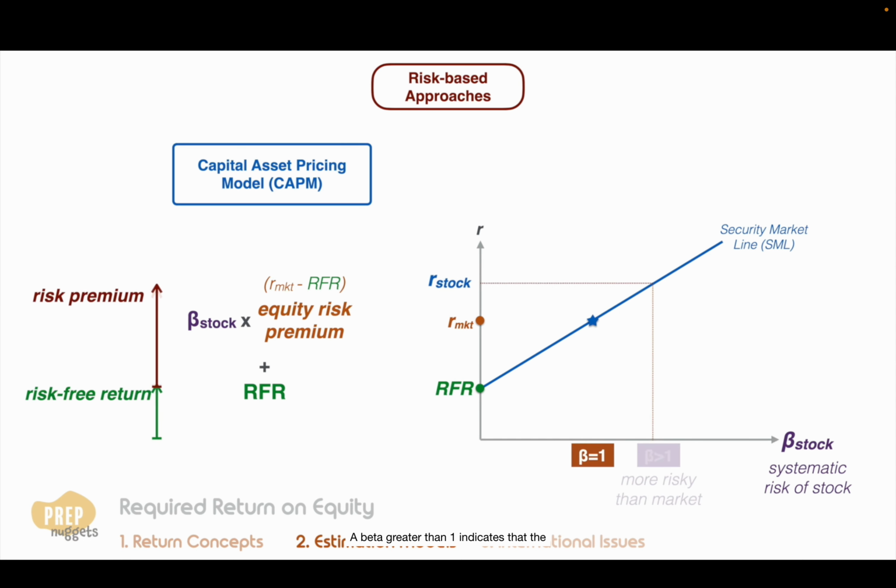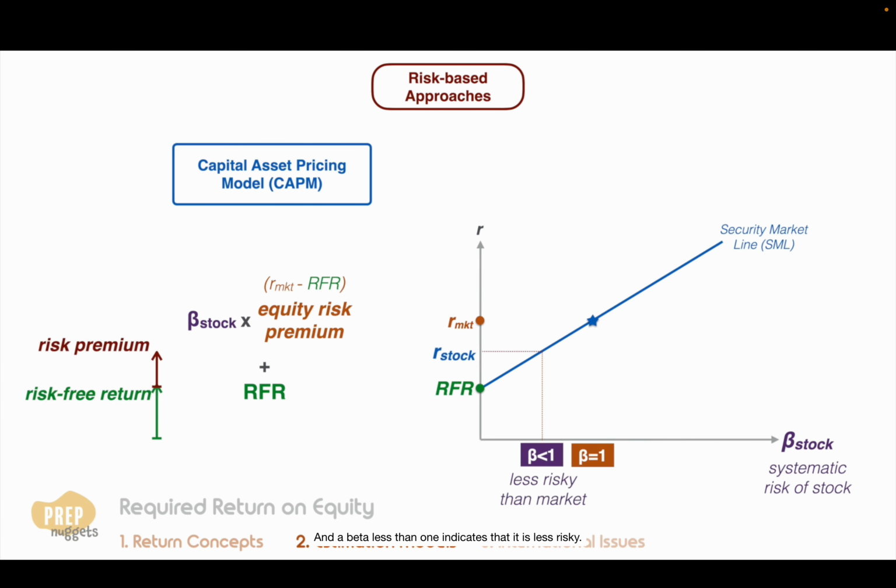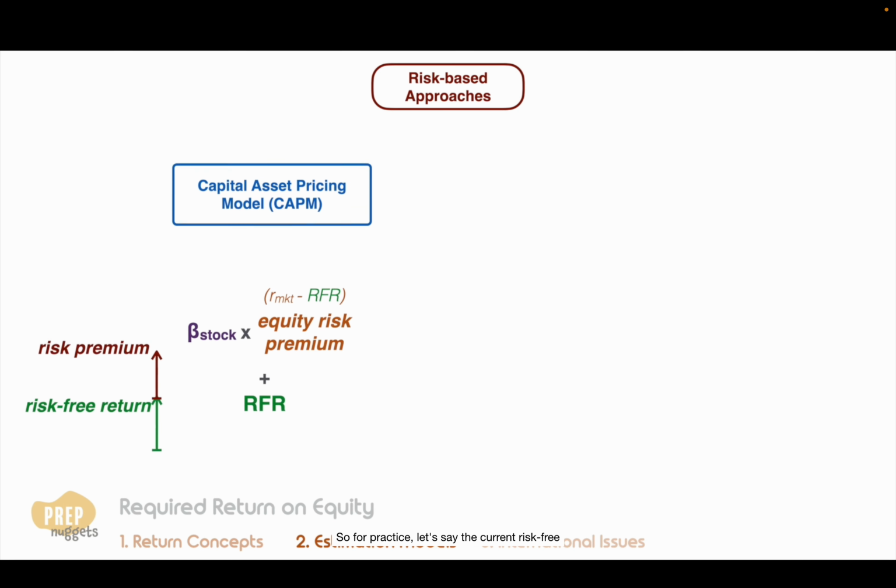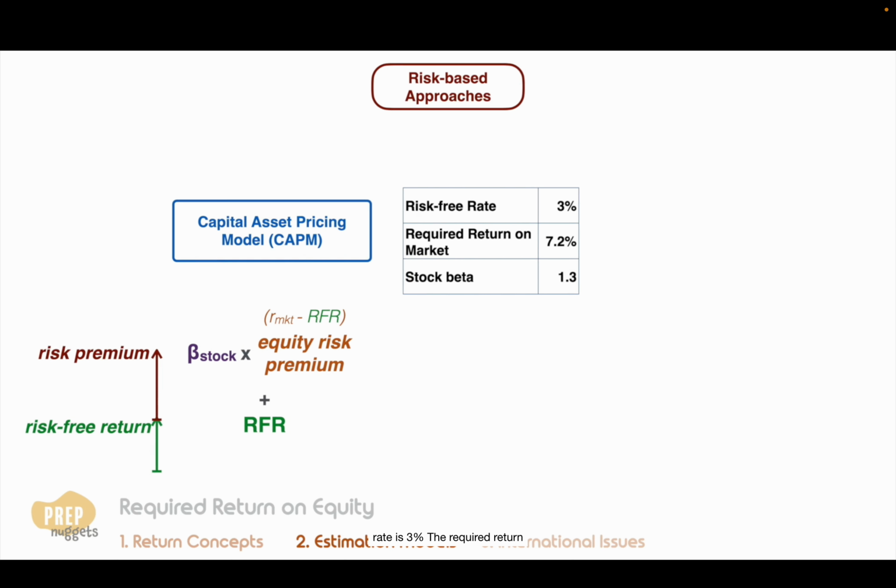A beta greater than 1 indicates that the stock is more risky than the overall stock market, so the required return is higher. And a beta less than 1 indicates that it is less risky, so required return is lower. So, for practice, let's say the current risk-free rate is 3%. The required return on the market is 7.2%, and the beta of a stock is 1.3. See if you can estimate the required return of the stock using the CAPM model. Well, you should not have much difficulty with this. Simply plug in the figures to the CAPM formula, and you get a required return of 8.46%.